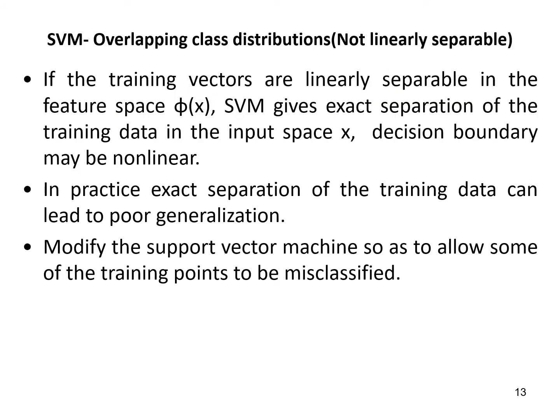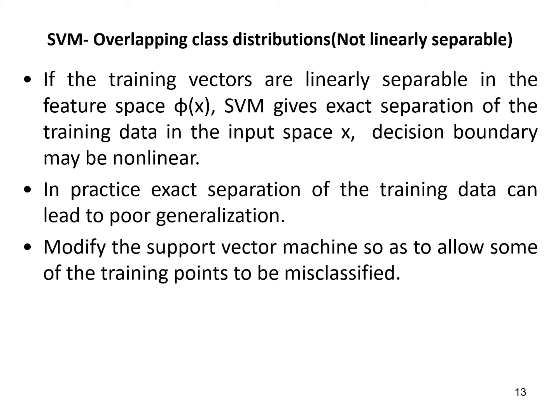SVM for overlapping class distributions, or the not linearly separable case. If the training vectors are linearly separable in the feature space phi(x), SVM gives exact separation of the training data in the input space x. The decision boundary may not be linear. In practice, exact separation of the training data can lead to poor generalization.